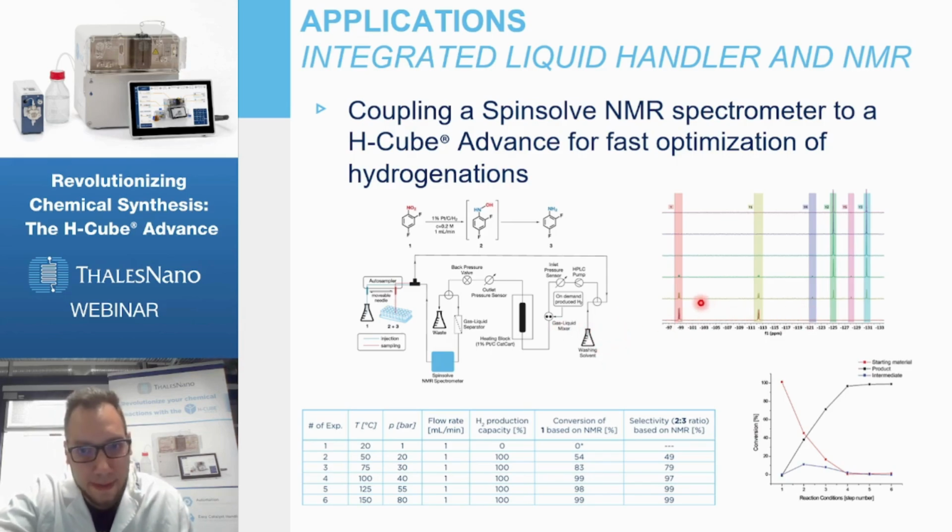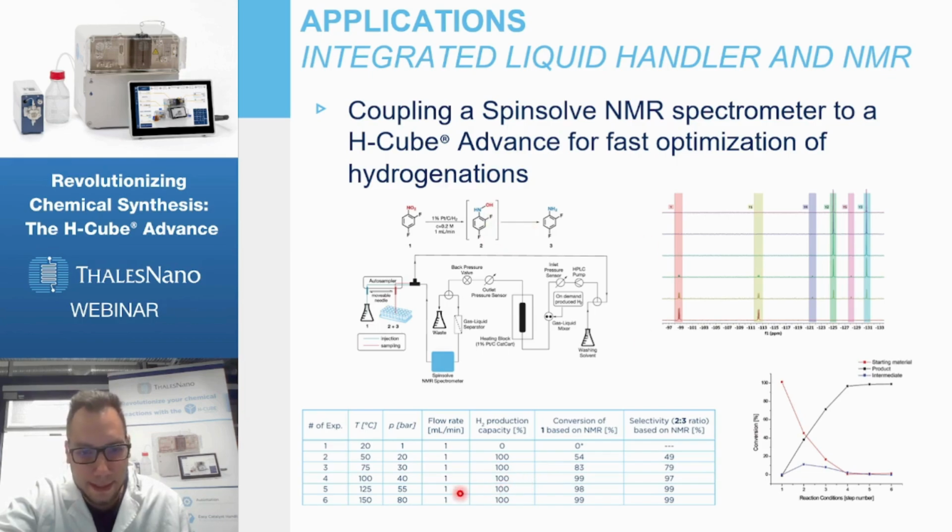And then we turned on the hydrogen production and increased the conditions gradually. We were able to monitor the decrease of the fluorine signals in the starting material. And we also detected the presence of an intermediate, which is the blue and the pink lines, which was the N-hydroxy compound.